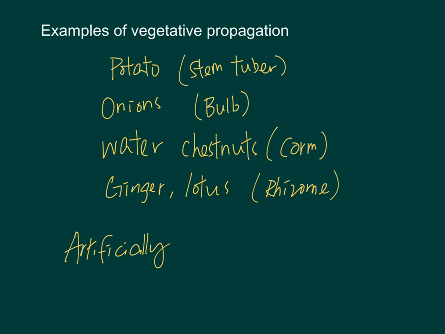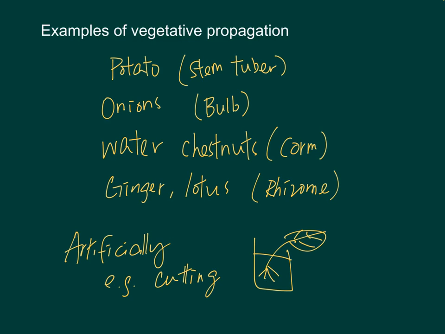Now, this can also be done in an artificial way. One example would be cutting in the violet plant. So you cut a leaf, put it into water until the root develops, and then you put it back into the soil for it to grow and develop into a whole new plant.